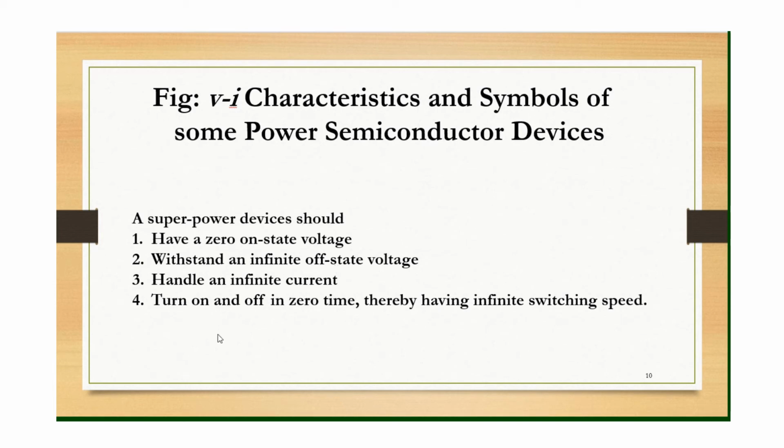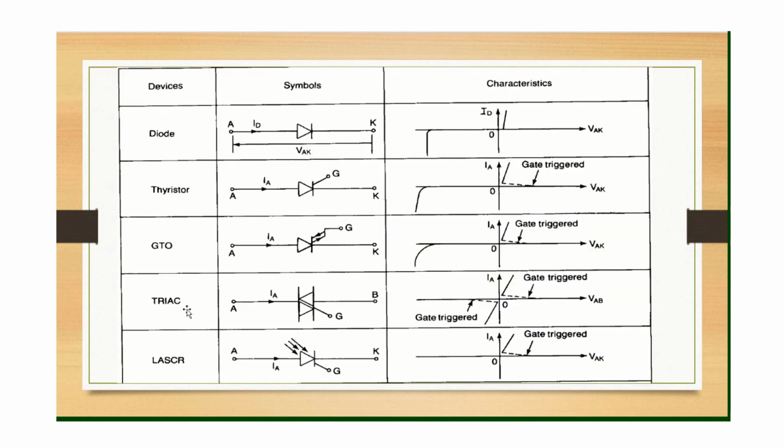So all these typical characteristics, you may understand still better when we compare them with the ideal characteristics of an ideal switch, which we'll be doing in the next session. So this is just to give you a brief introduction about the power semiconductor device and its characteristics. These are the VI characteristics of different devices.